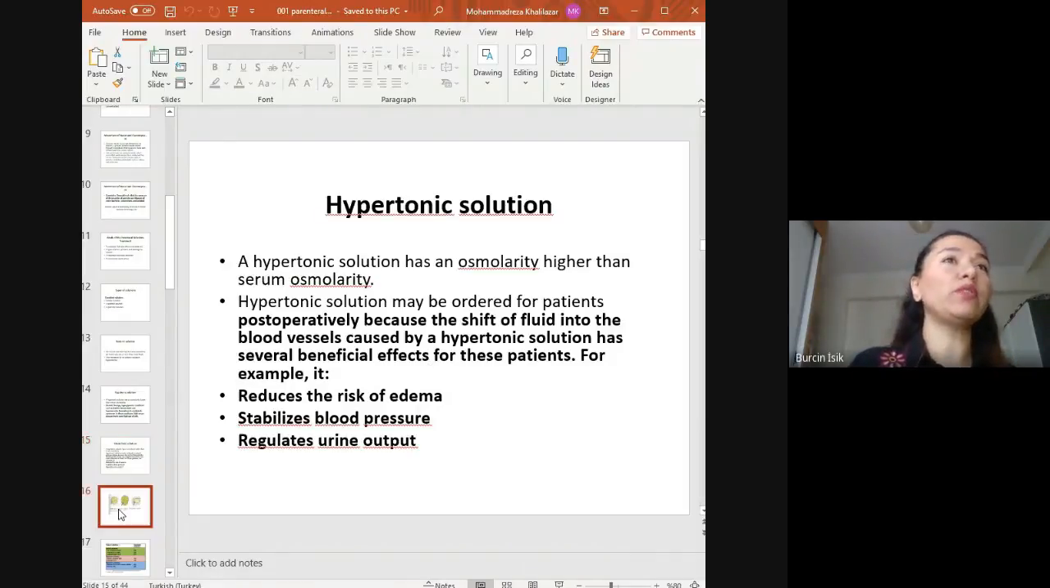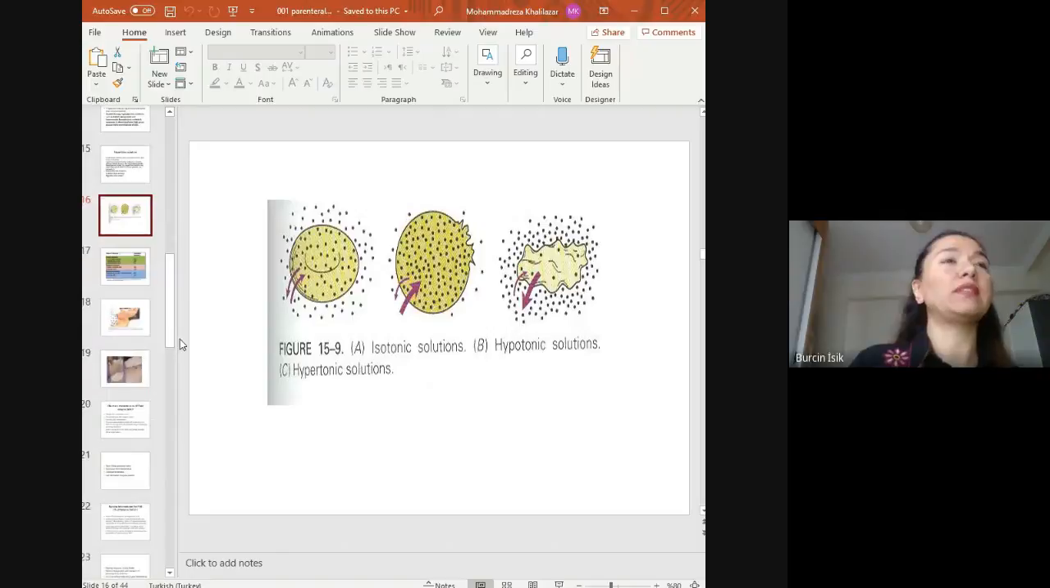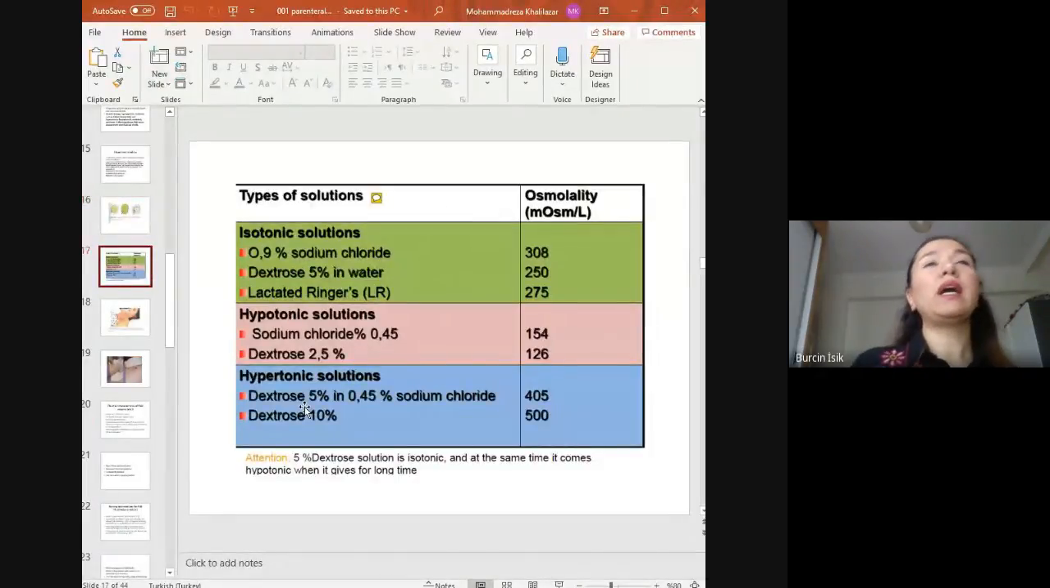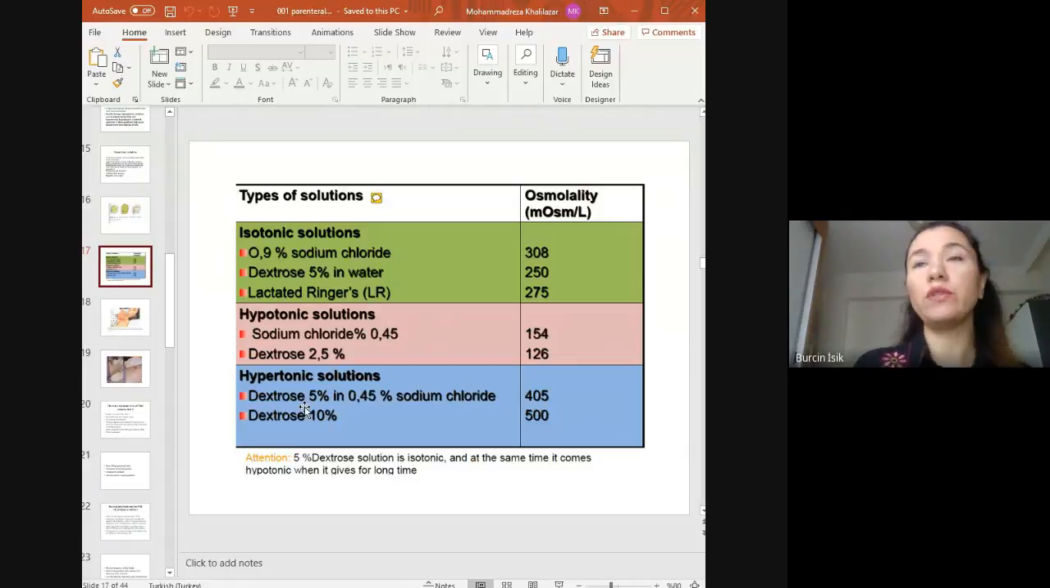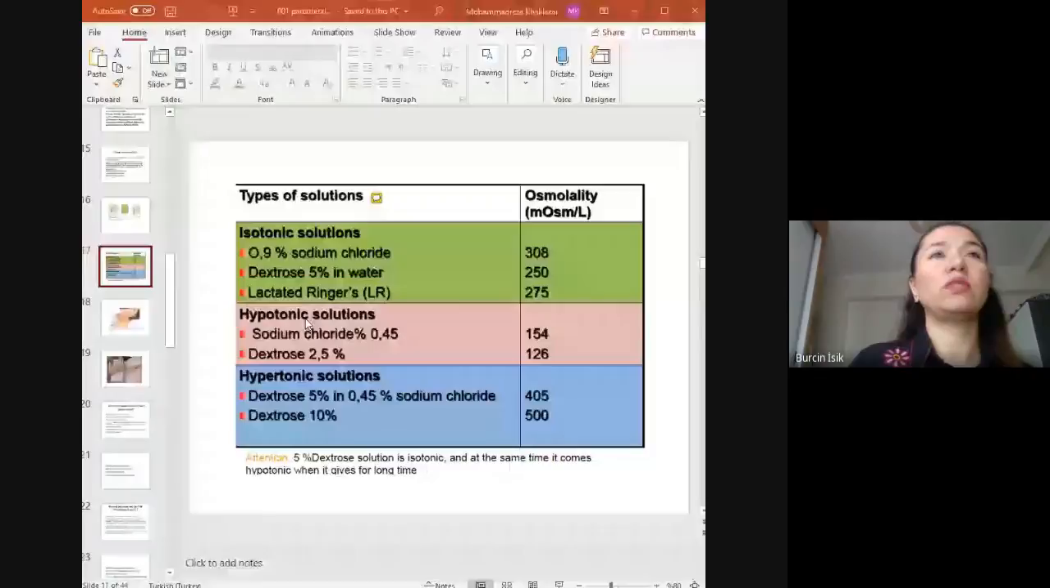There is a figure you can see here. What happened? It is isotonic solution, hypotonic and hypertonic solutions. And there is a table here. You can see the examples for isotonic solution, hypotonic solution, and hypertonic solution. Just look, you don't need to remember that all the time.